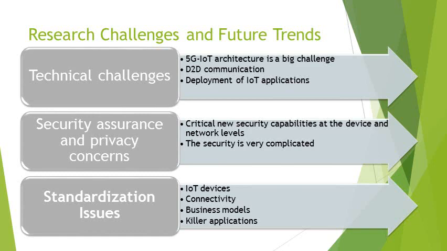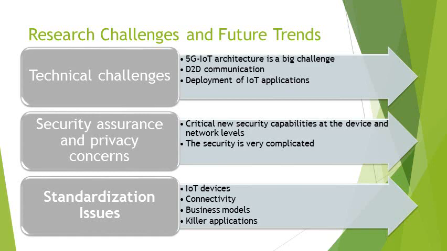The next technical challenge is the device-to-device communication, which is expected to provide high throughput for the 5G Internet of Things, while the energy and spectral efficiencies are two challenges here. The next one is the deployment of the Internet of Things application. It is challenging due to its large scale, resource limited devices, and heterogeneous environment.